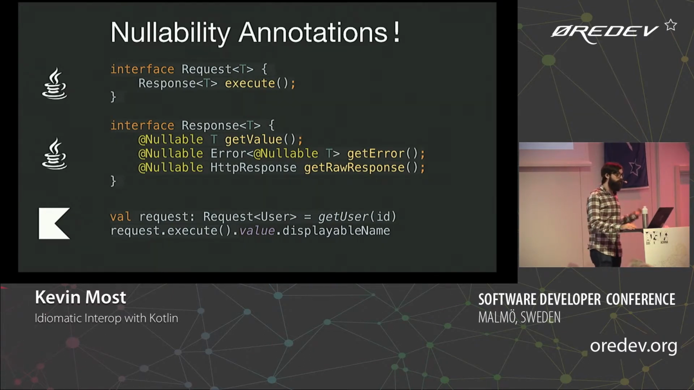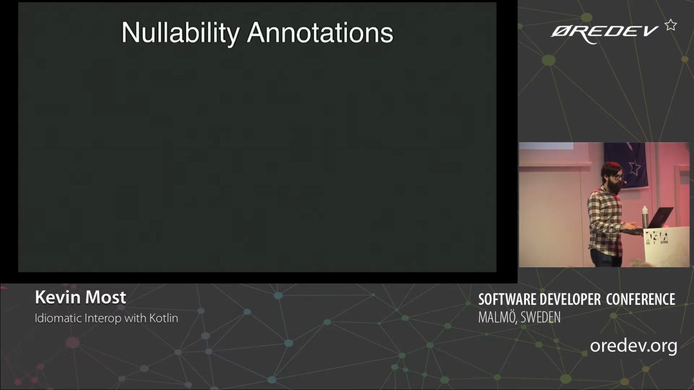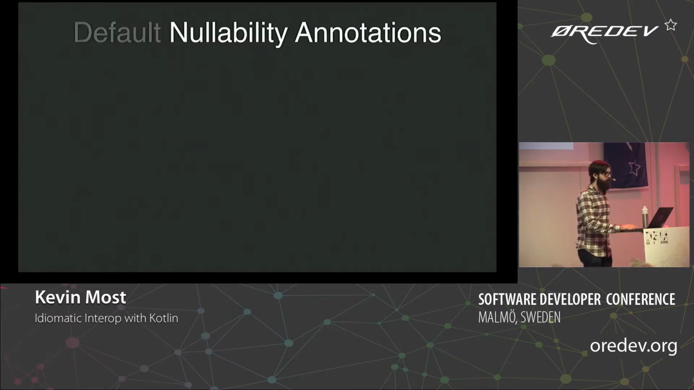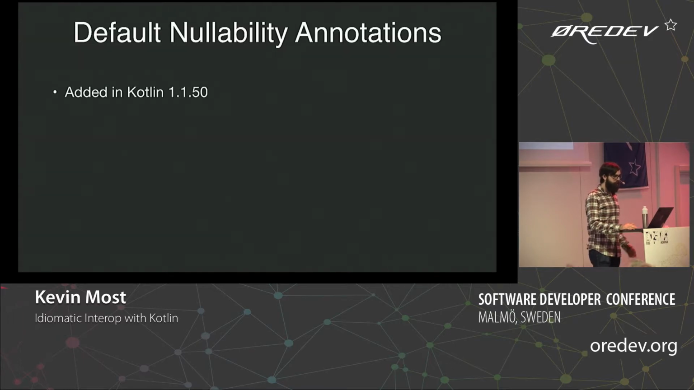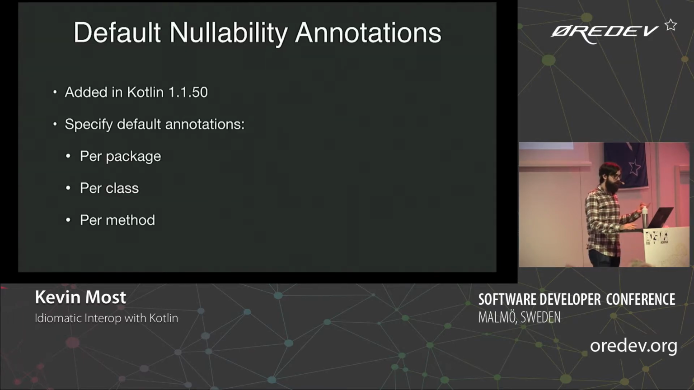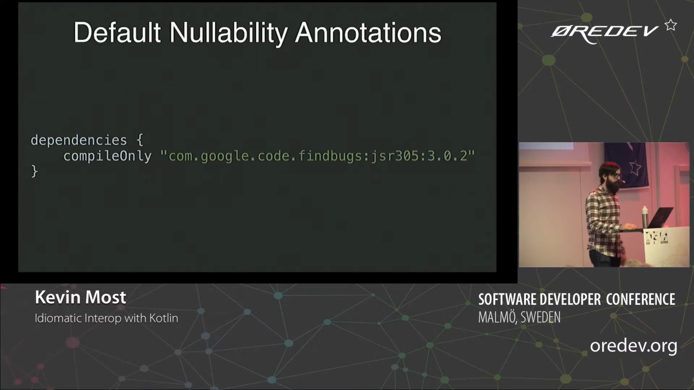So another solution to this problem is not just nullability annotations, but default nullability annotations. These were added in 1.1.5, and you can specify an annotation not just on one member, but on a whole package or class or method. So we'll walk through a few of those. The first thing you have to do is add a dependency on JSR 305. There's a FindBugs package that packages up JSR 305, so you just add a compile-only dependency on it.